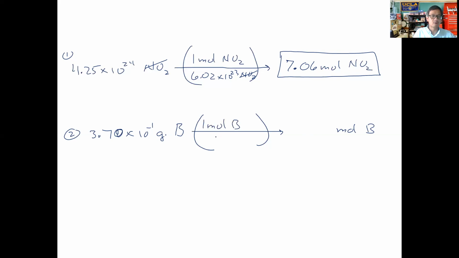So how do we get the molar mass of boron? Go to the periodic table, find boron, and in my periodic table, I have 10.81 grams of boron. If you want to, you can round this to the nearest whole number, 11, but I just found this in my periodic table. And so I get then an answer that is going to be 3.42 times 10 to the minus 2 moles of boron.